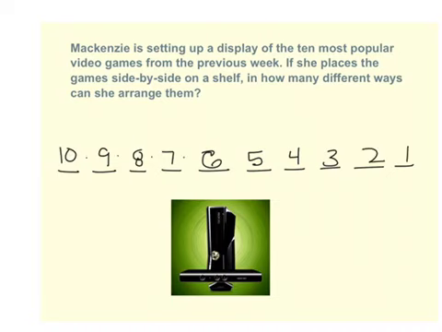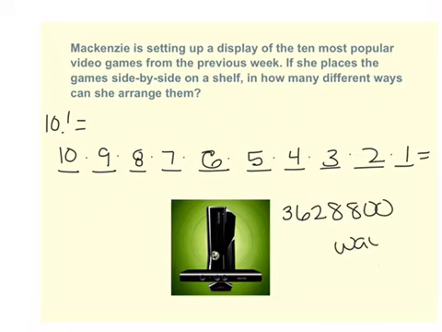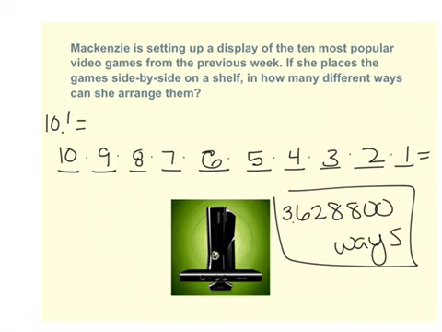Remember, we're going to multiply these together. This is like the fundamental counting principle. This then is basically saying 10 factorial, because we started with 10 and we multiplied counting backwards all the way down to 1. There are so many ways that we can arrange these 10 different video games. When you plug all that into your calculator, you're going to get 3,628,800 different ways that we can arrange these video games. So that's a lot of different ways that we can arrange them.